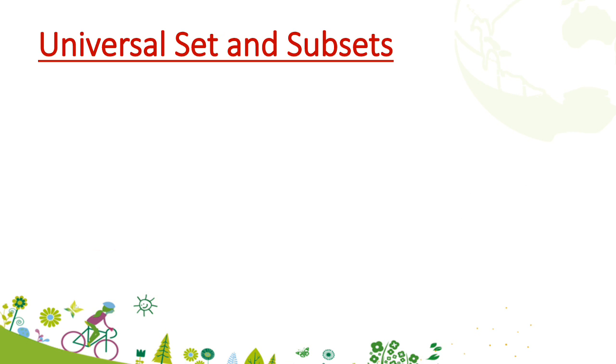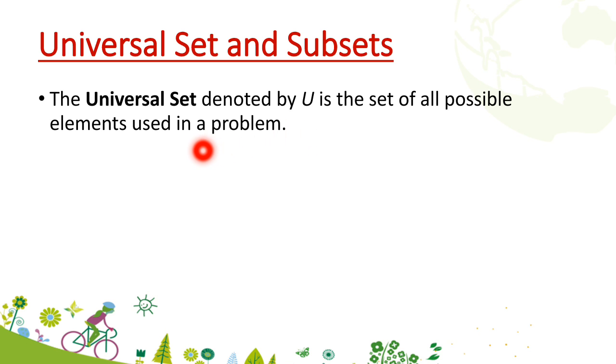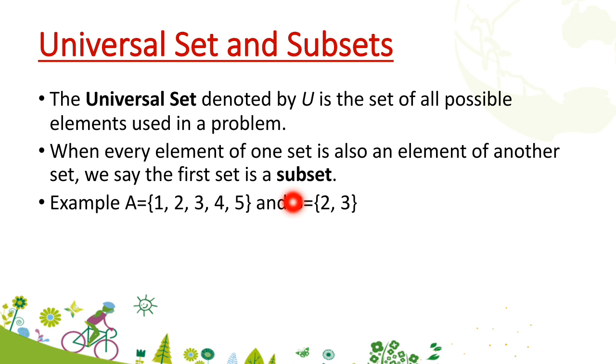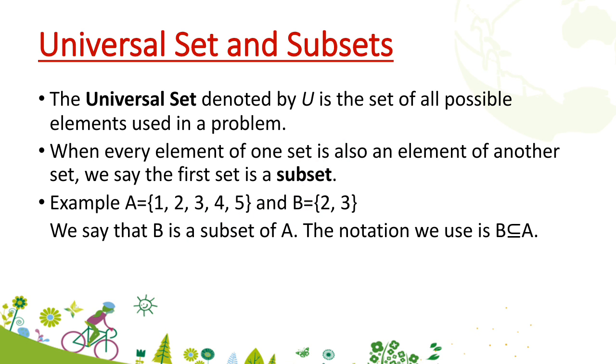The next one is the universal set and subsets. The universal set is usually denoted by capital U, and this is a set of all possible elements that are used in a problem. When every element of one set is also an element of another set, we say that this is a subset of that set. For example, students, you have a set A which equals 1, 2, 3, 4, 5, and another set B which is 2 and 3. All the elements of set B are present in set A, so we can say that B is a subset of A, and the notation for this is B ⊆ A.